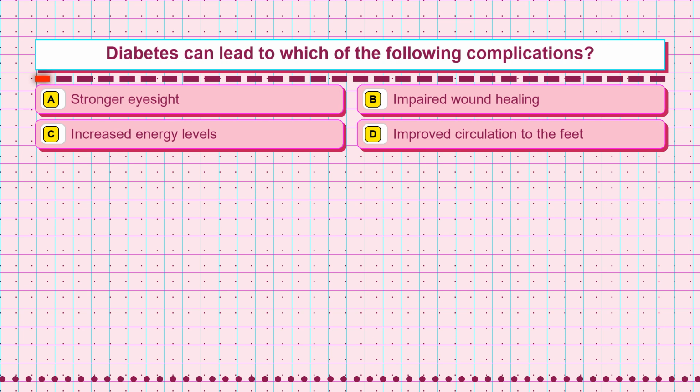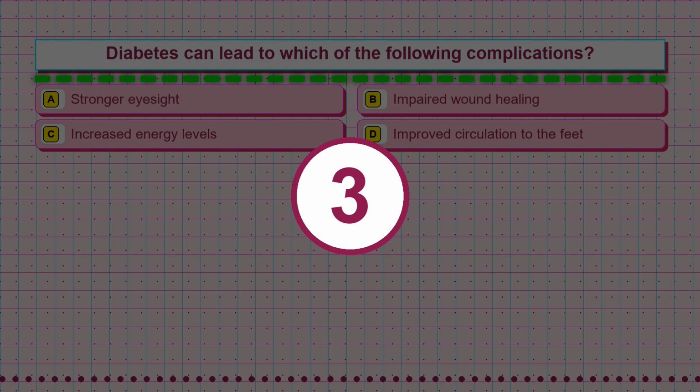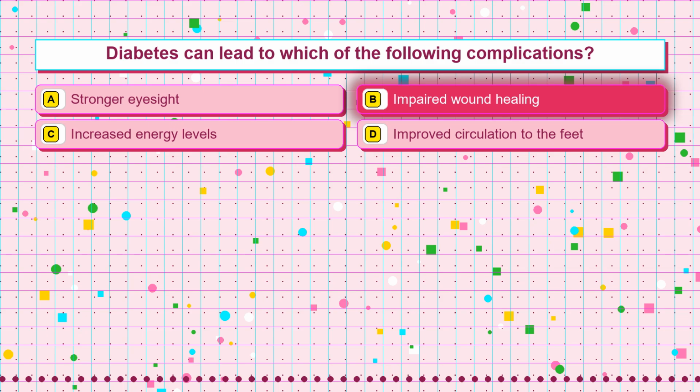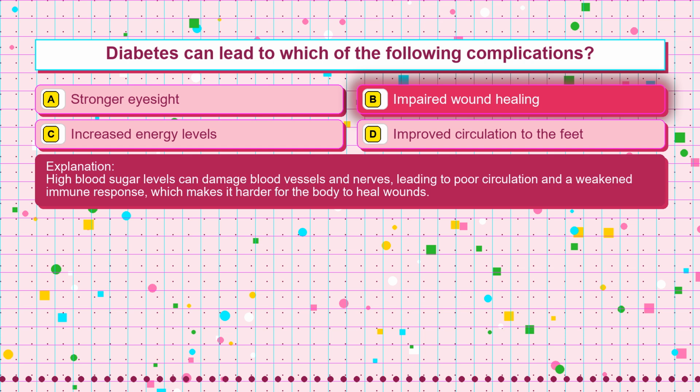Question 52. Diabetes can lead to which of the following complications? Option A, stronger eyesight. Option B, impaired wound healing. Option C, increased energy levels. Option D, improved circulation to the feet. The correct answer is option B, impaired wound healing. High blood sugar levels can damage blood vessels and nerves, leading to poor circulation and a weakened immune response, which makes it harder for the body to heal wounds.